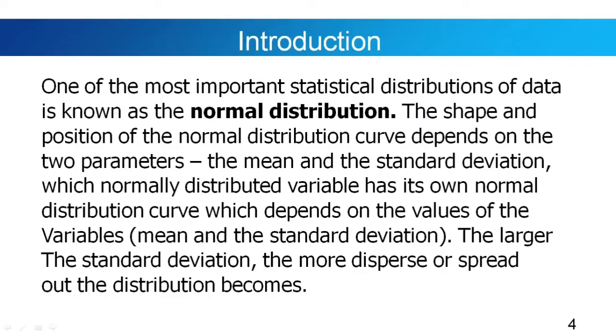One of the most important statistical distributions of data is known as the normal distribution. The shape and position of the normal distribution curve depend on two parameters, the mean and the standard deviation. Each normally distributed variable has its own normal distribution curve, which depends on the values of the mean and the standard deviation. The larger the standard deviation, the more dispersed or spread out the distribution becomes.